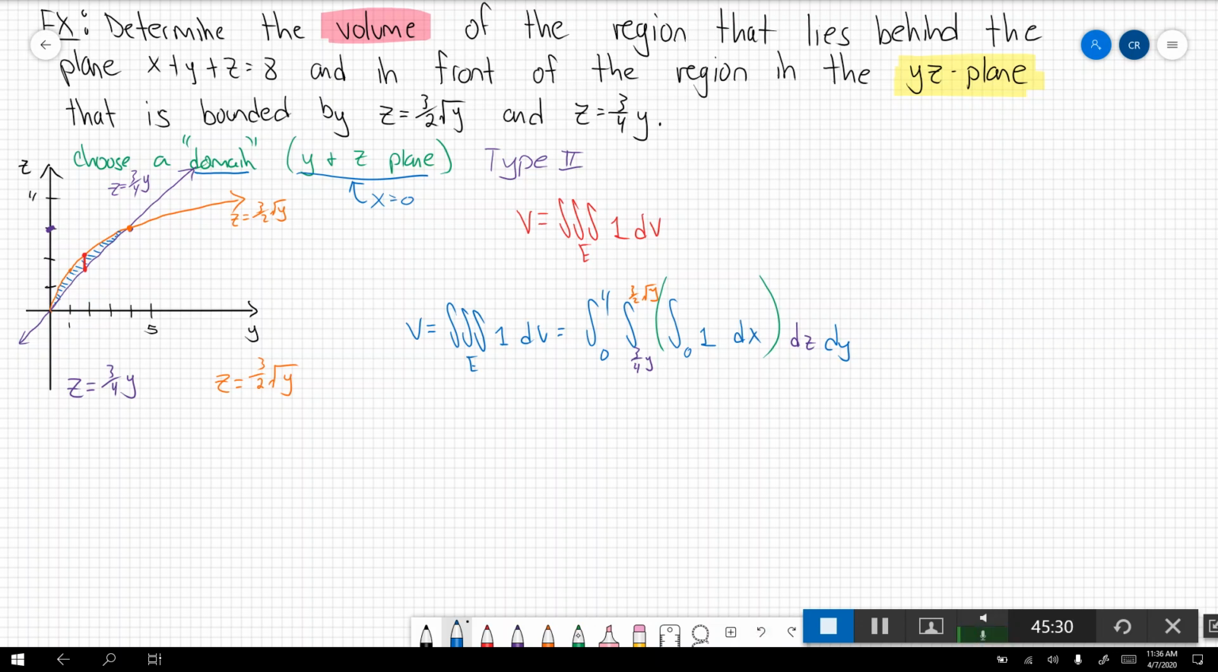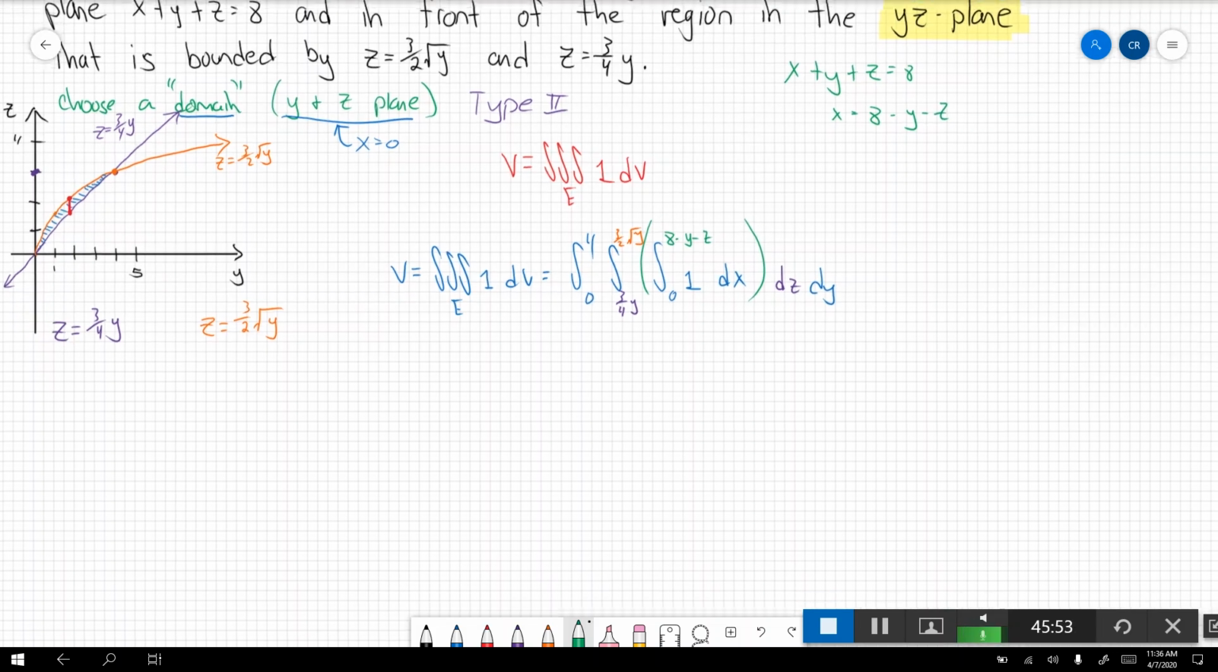Now, to get that equation of the plane, we're going to use the equation of the plane that we're given to determine those heights. So x is just 8 minus y minus z. There we are. So here's our triple integral that will find this volume.